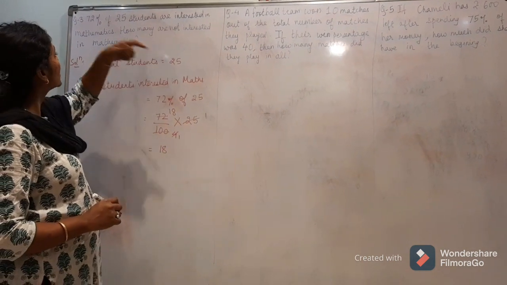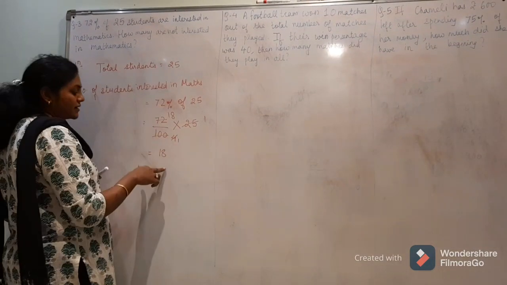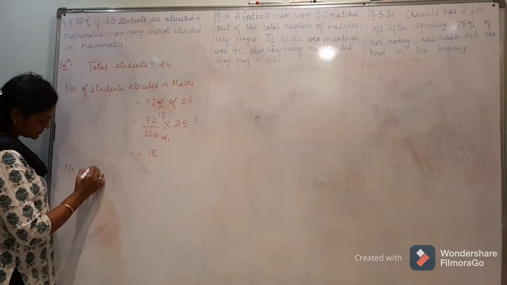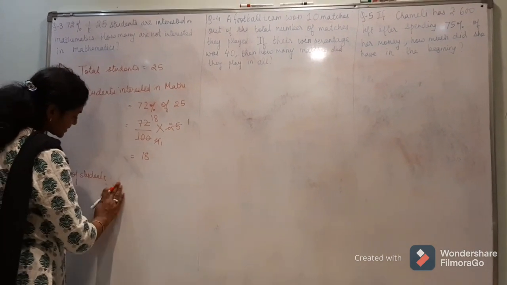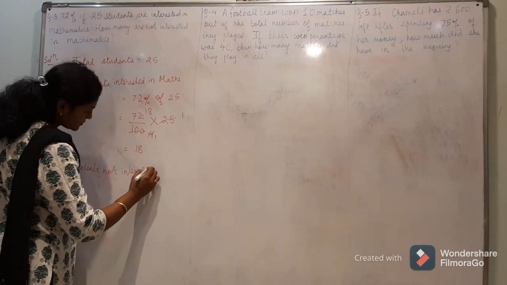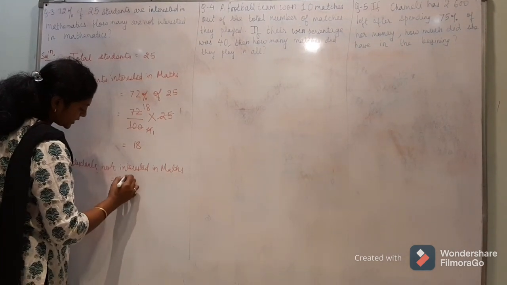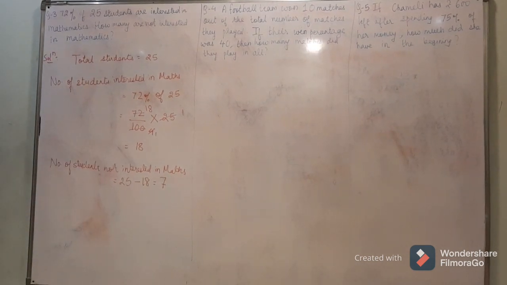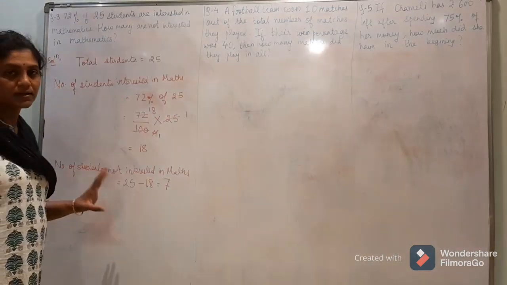But you have to find who are not interested in maths. So how will you do it? 25 minus 18. So the number of students not interested in maths is equal to 25 minus 18, equal to 7. So you have to write the final statement: the number of students who are not interested in maths are 7.